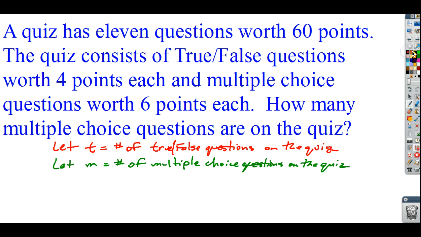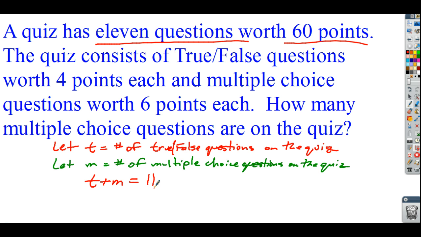Okay, now let's write two equations here. First equation I'm going to look at is I've got 11 questions on this test. Okay, so 11 is the total number of questions on the test, which means it has to be the number of true false and the number of multiple choice questions added together. So I've got t plus m is equal to 11.